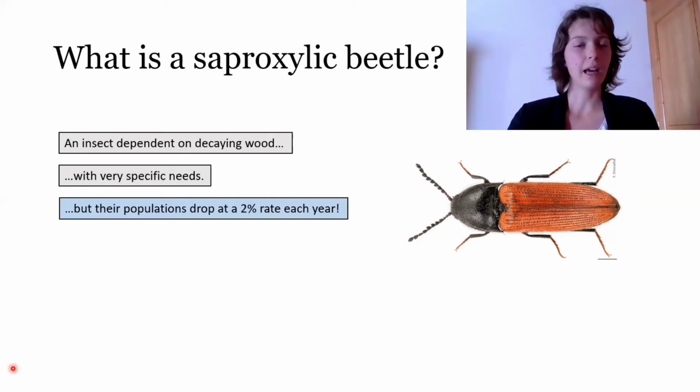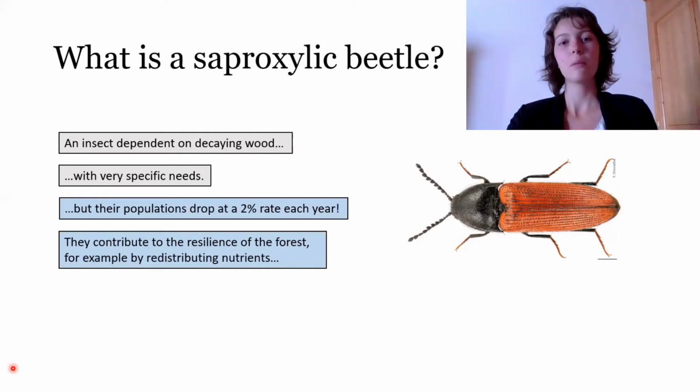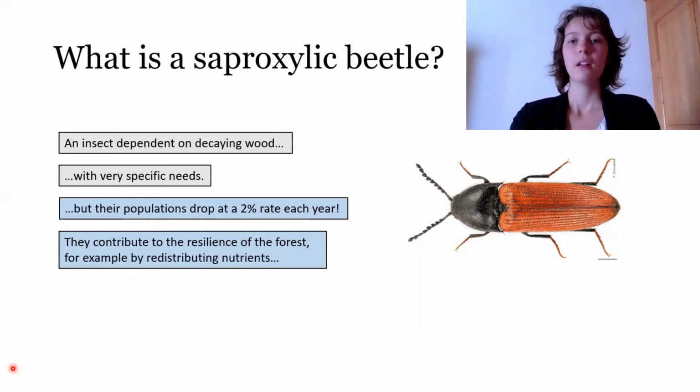I know some people might ask why this is so dramatic. In fact, these insects play a major role in the forest's resilience. That does mean they help preventing the ecosystem from collapsing, for instance, after extreme weather events. These, as we know, will increase with climate change, so it's really important to preserve the saproxylic beetles as they also protect our forests. They obviously play other important roles, as for example, redistributing nutrients.